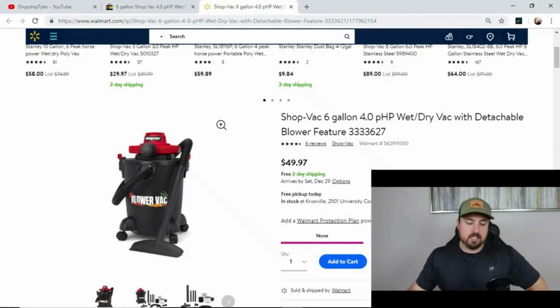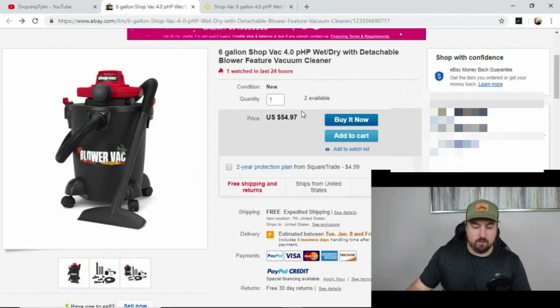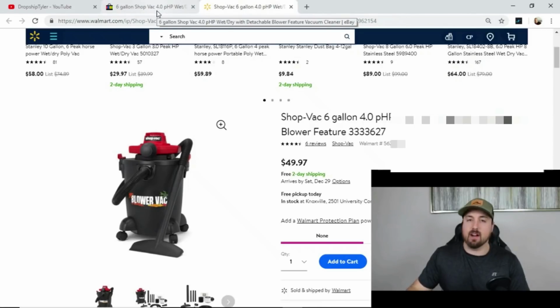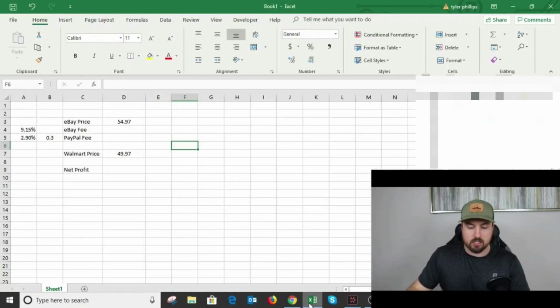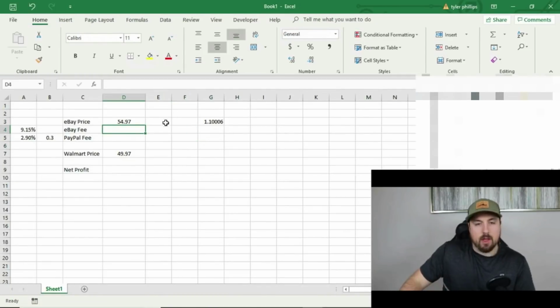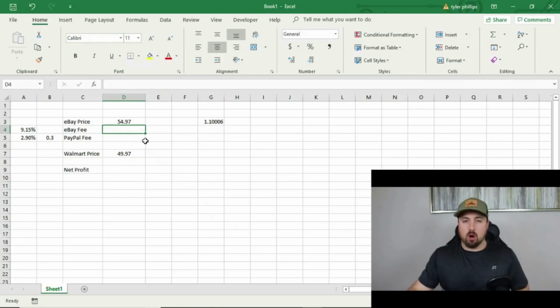All right, so here is the item on walmart.com. As you can see, it's $49.97. And the person on eBay is actually selling it for $54.97. So they're marking it up exactly $5, which is a 1.1 markup. So that's actually going to be a negative profit markup, even if you are tax exempt. If you're tax exempt, a 1.13-ish is going to be around break even.